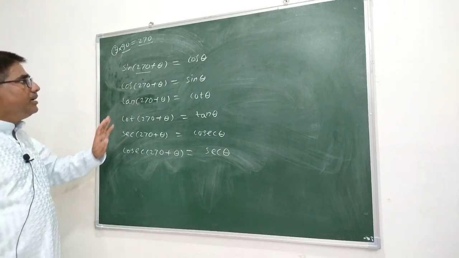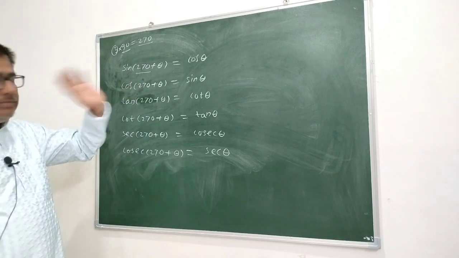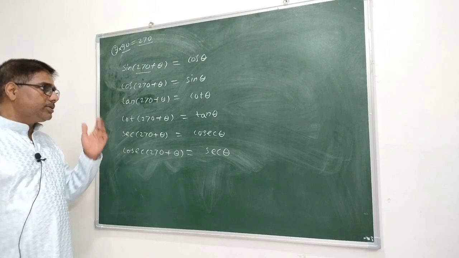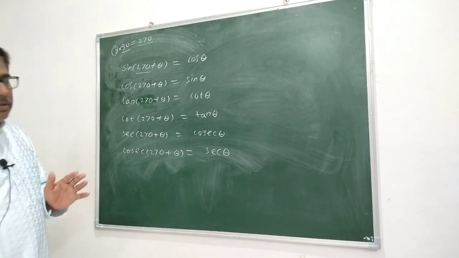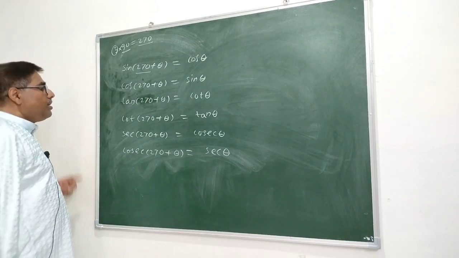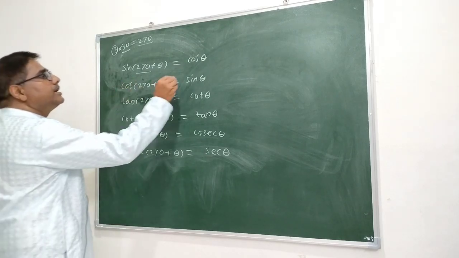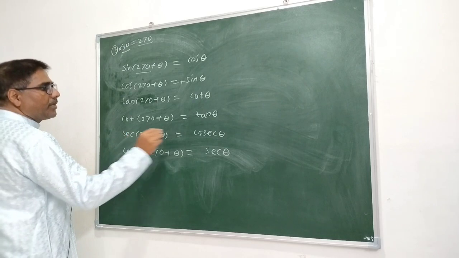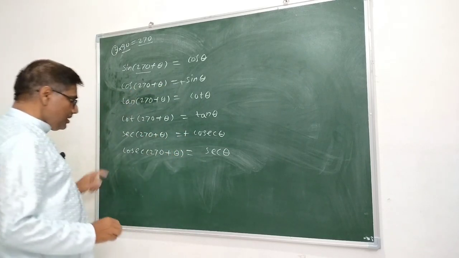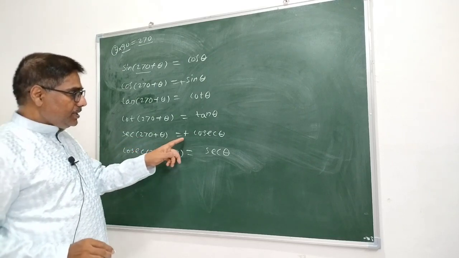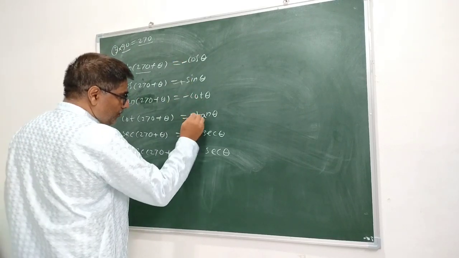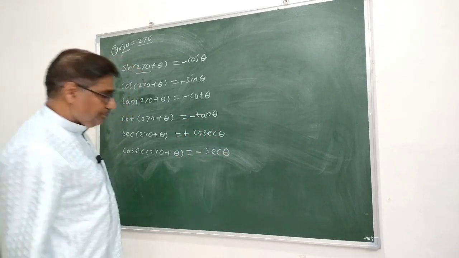How to decide? Now 270 plus something, we are adding something to 270, means we will fall in the fourth quadrant, and in the fourth quadrant, all silver cups, means cos and sec are positive. Therefore, cos of 270 plus theta is plus sine theta, and sec of 270 plus theta is equal to plus cosec theta, and the remaining ratios will be negative.